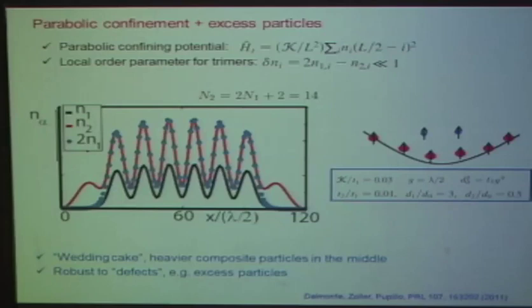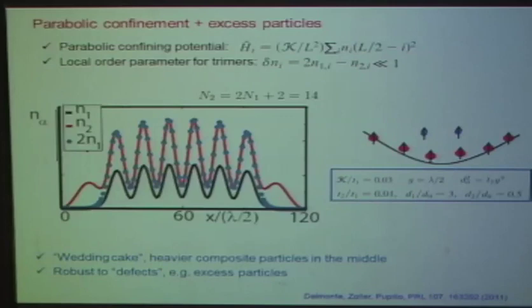What we found is that we always have a kind of wedding cake structure in the density profile, in which the heavier particles sit at the center. So if you have now a system, you just throw in whatever density you have. If you have a confining potential, exactly like for the experiments in optical lattices, in which you have this wedding cake structure that you get by the competition with the lattice, here you also get it just for free particles. You get that the heavier composite particles, like trimers, stay at the center. Then you have dimers and then single particles outside. So it is kind of robust to the presence of defects like excess particles. The existence of these phases is robust to defects, which are excess particles, etc.